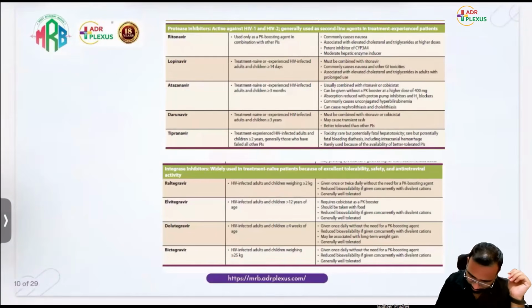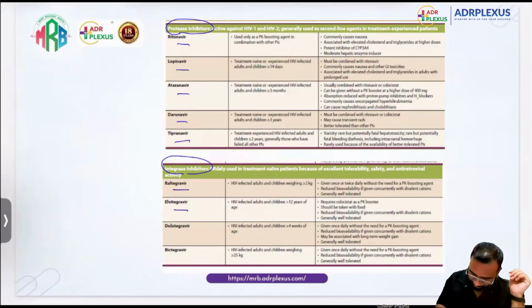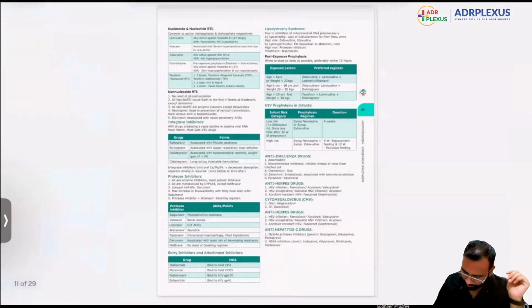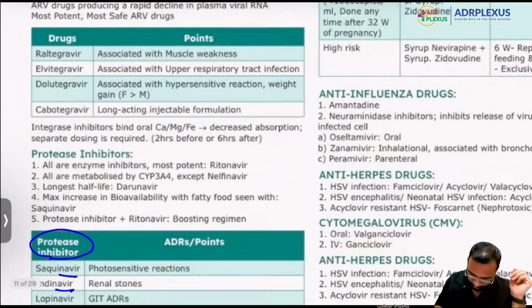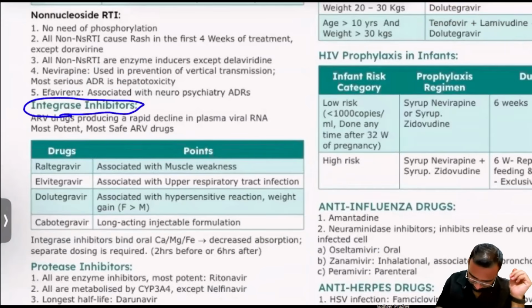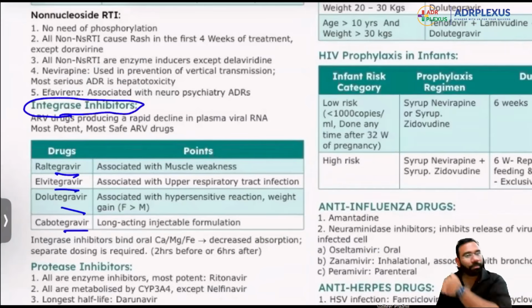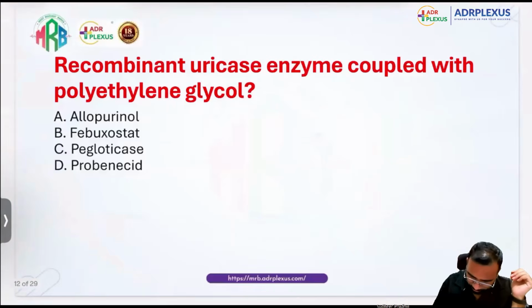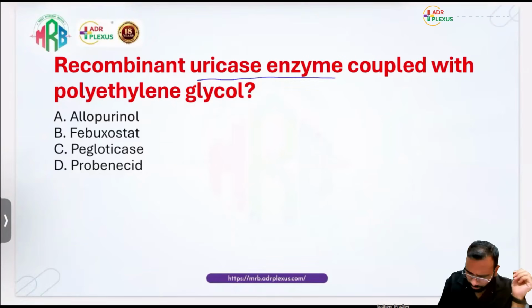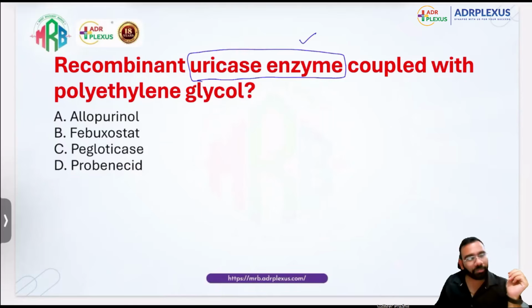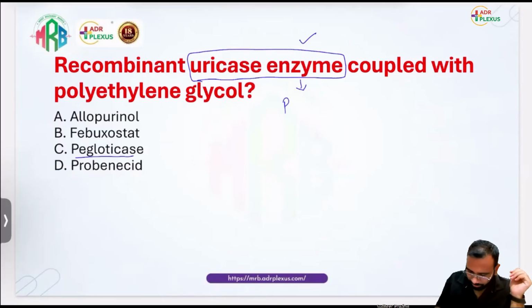If you can see here, all these protease inhibitors are navir group of drugs, and integrase inhibitors are all drugs ending with tegravir. This is what our MRB notes say. Very simple, direct forward question. Nothing much. So next one: recombinant uricase enzyme coupled with polyethylene glycol. He is asking about the uricase enzyme. As we know, pegloticase and rasburicase are the uricase enzymes.